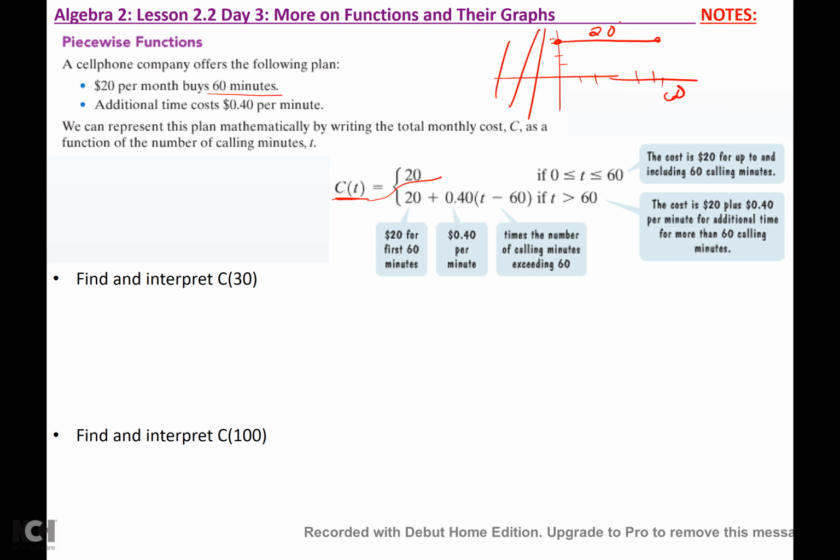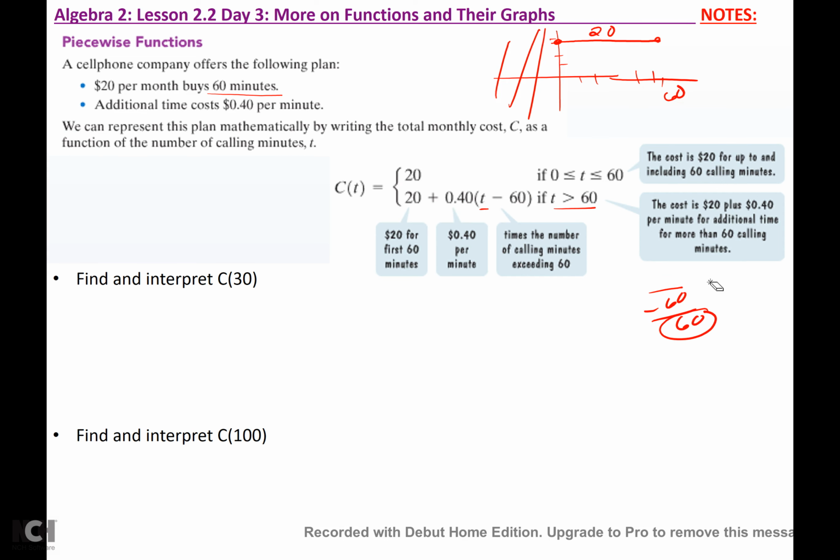After that, it's going to cost you an extra 40 cents for anything over 60 minutes. So that's why they have to put this t minus 60 there, and it says if t is greater than 60. Because let's say I gave you 120 minutes, you're not going to get charged 120 minutes times 40 because the first 60 are free. So you have to subtract off the free 60 minutes to get the remaining time that you're going to be charged the 40 cents per minute for.